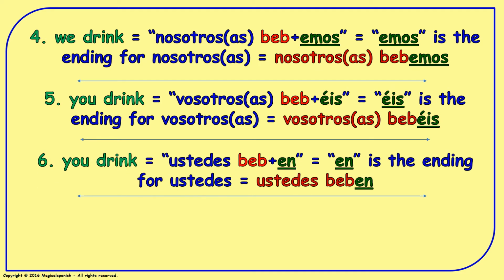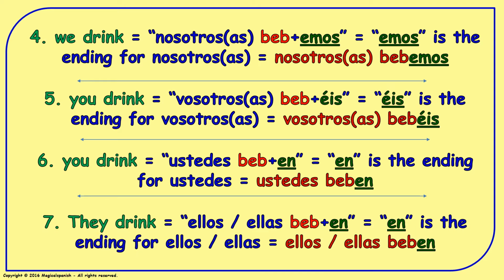6. You drink. Ustedes beben. En is the ending for ustedes. Ustedes beben. 7. They drink. Ellos or ellas beben. En is the ending for ellos and ellas. Ellos or ellas beben.